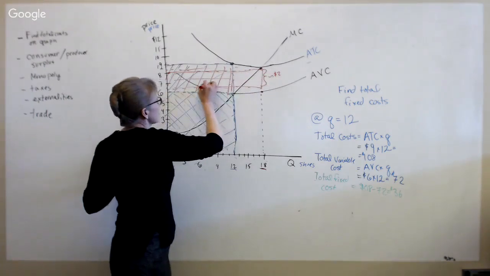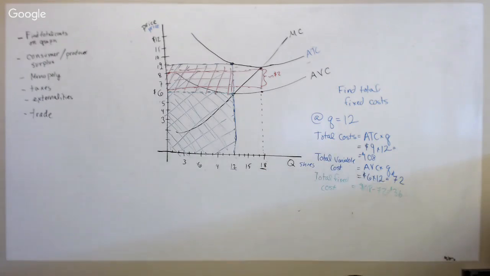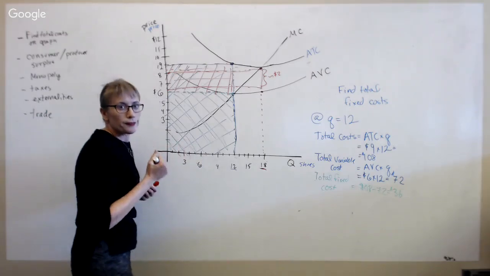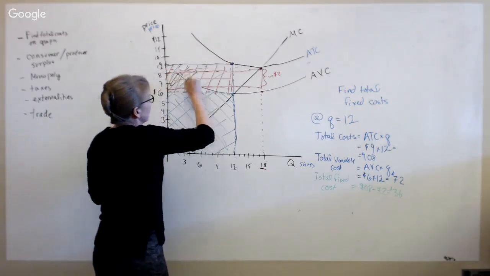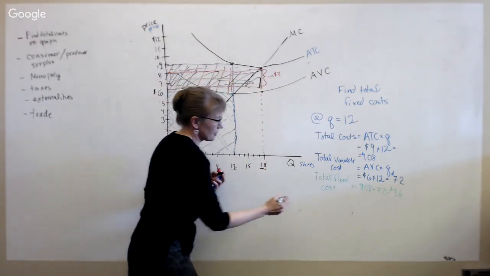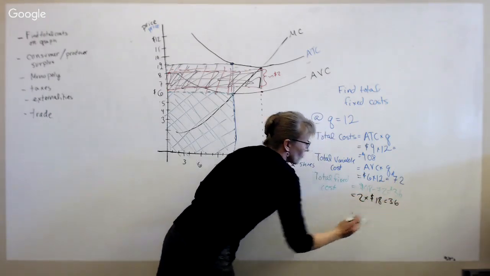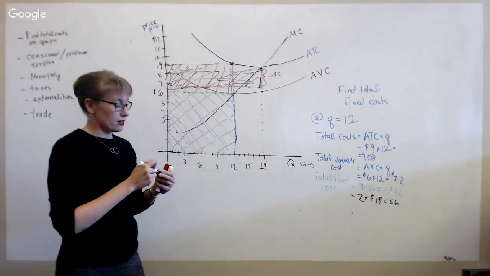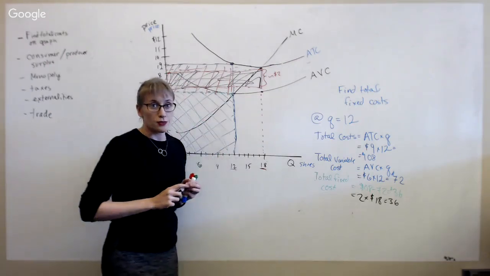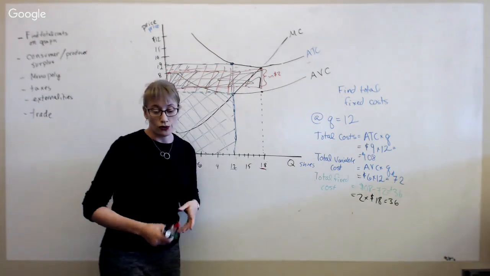So total fixed costs would be represented by this black shaded area right here. And $2 times 18 is equal to 36. So anywhere on this graph that we can find a good point to find the difference between average total cost and average variable cost in a quantity, we can calculate total fixed cost.